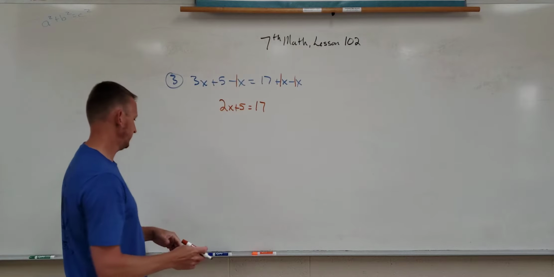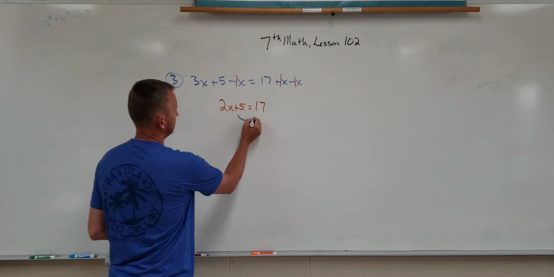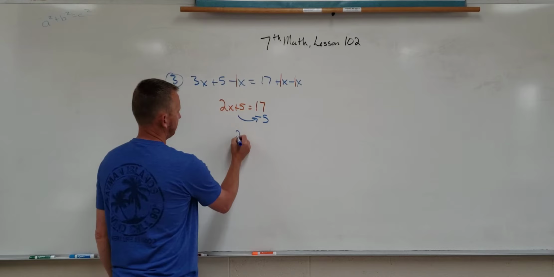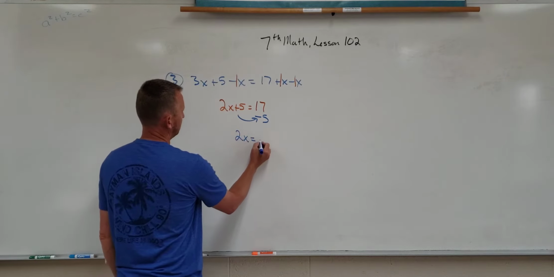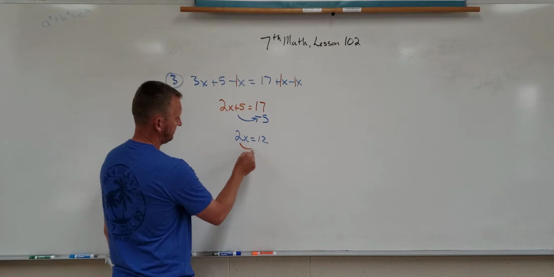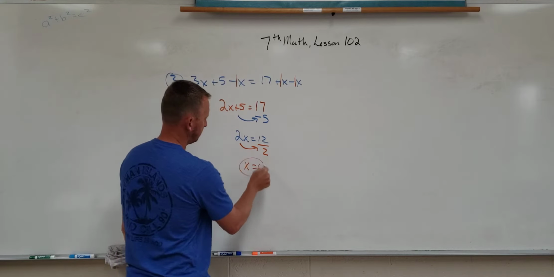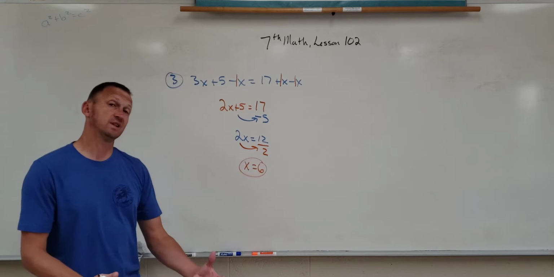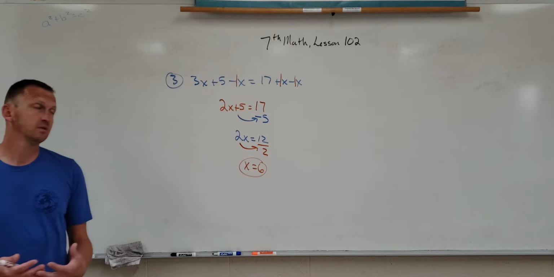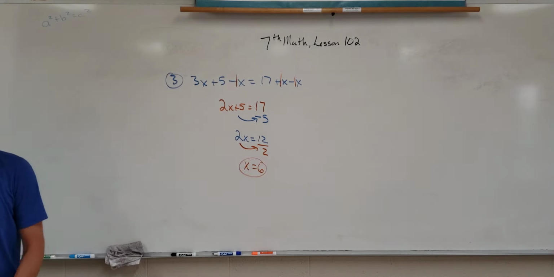Now, simply start solving. If I have a positive 5 here, bring it over and subtract. So we now have 2x equals 12. Multiplying here, so I need to bring my 2 over and divide. So x is 6. This really isn't anything new. We've been doing these. However, now we've got multiple terms on each side that we're having to combine.